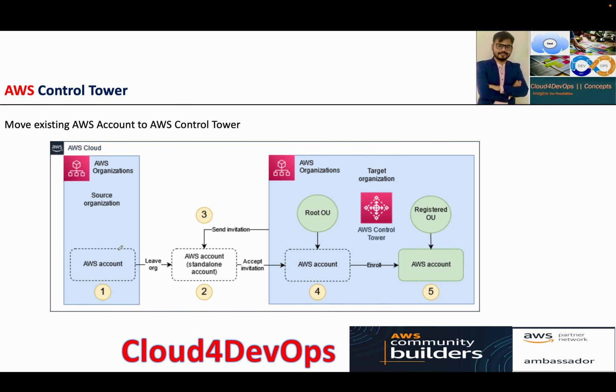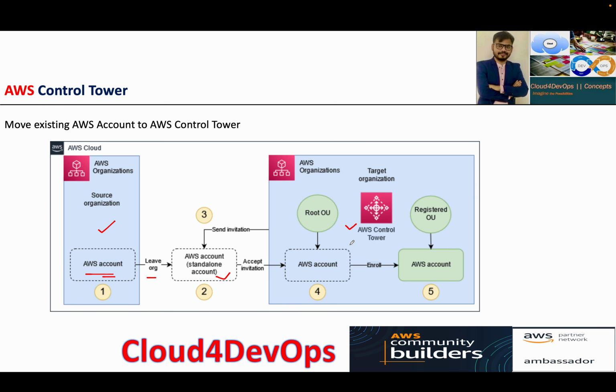So this is a very basic overview where we are trying to move an existing organization. On the left hand side we have an AWS account, and on the right hand side we have an AWS Control Tower implementation. The steps are quite easy to perform. You first log into your member account, go to your AWS Organization, and click leave organization. Once you leave the organization, that account becomes a standalone account.